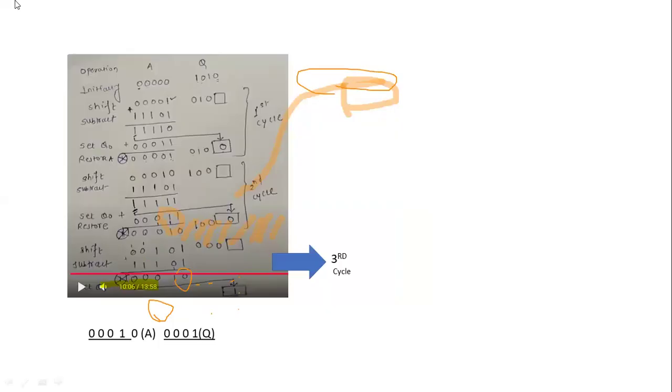Clear it first. Right, so we continue the step here. So this step is over.